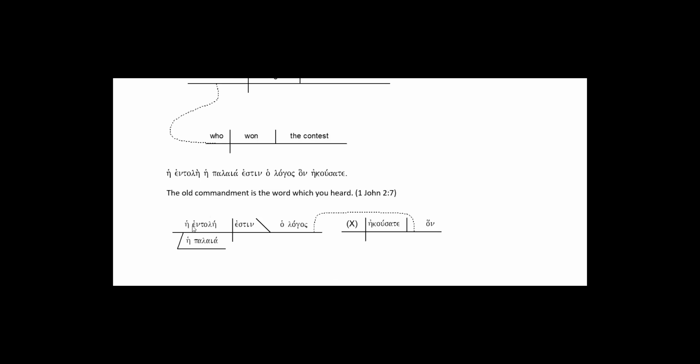So here's 1 John 2:7. The old commandment is the word which you heard. Okay, so the word which is referring back to logos, the word which you heard. Okay, so that's why we have the dotted lines connecting that. Now, which you heard is a clause. It's a relative clause. If we put that clause on its own terms, the verb is you heard, and the object is which. So that's why it looks like this. You heard which. What is which? Which is ho logos. So that's how this one looks.